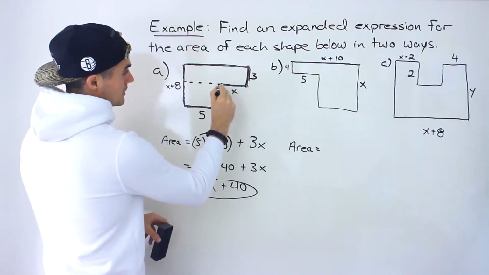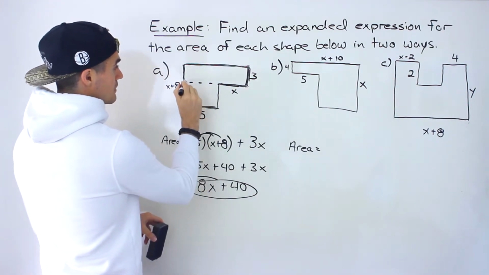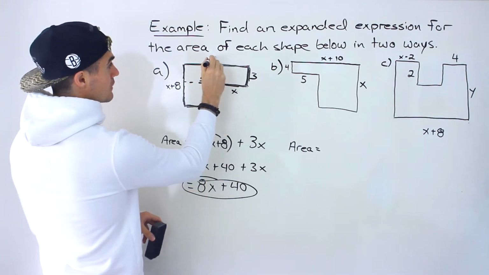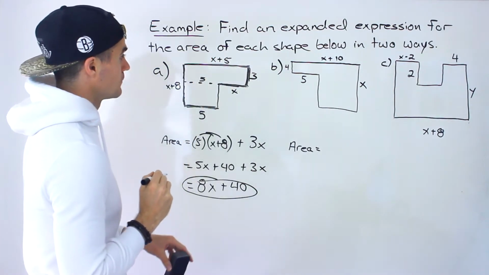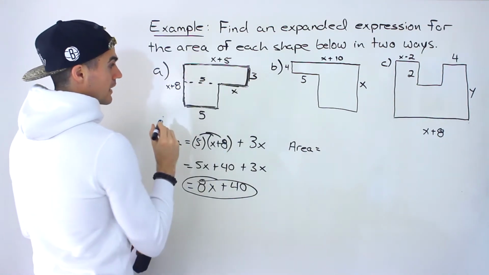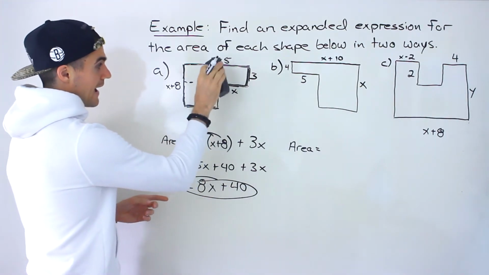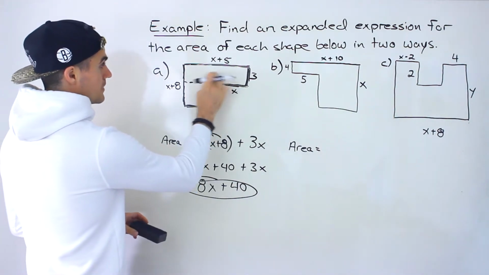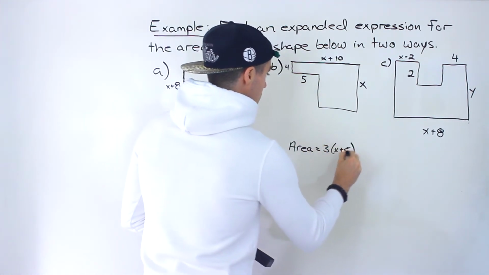But notice that we can get it because we have an x over here, and this length is 5, so that means this dotted length over here is going to be 5 as well. So if we add the x and the 5, this total length over here is going to be x plus 5, right? X plus this 5 over here gives us that total length. So sometimes you've got to do a little bit of work to get these lengths, even after you split up the rectangles. So this area would be 3 times x plus 5.